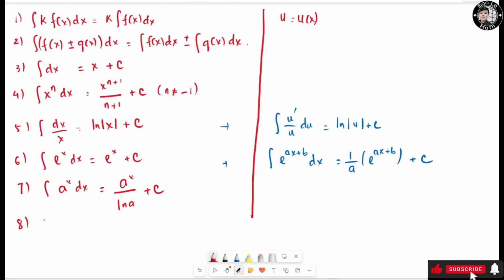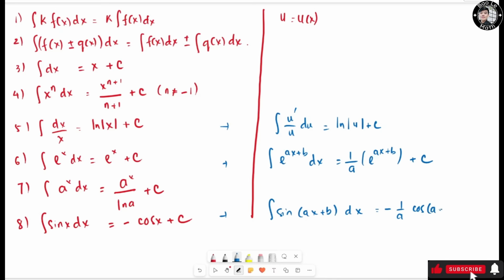Number 8. The antiderivative of sine x dx equals negative cosine x plus c. Now you have the antiderivative of sine of ax plus b dx, which is going to be negative 1 over a times cosine of ax plus b, plus c.